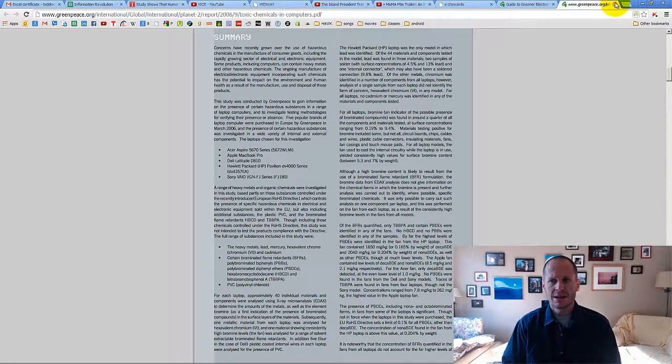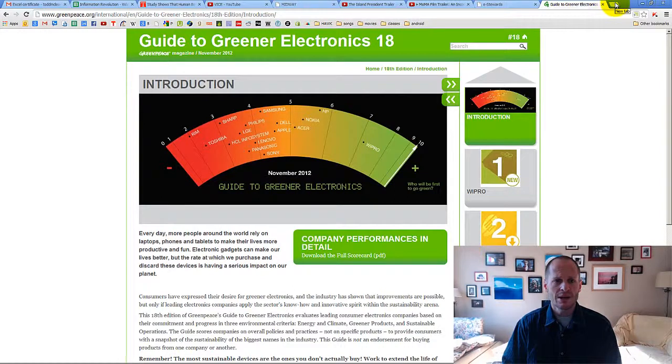And that's the entire life cycle, production process, and disposal process of electronics. Greenpeace also puts out this guide to greener electronics. It rates companies based upon how well they produce electronics, and do they do it in an environmentally friendly way?